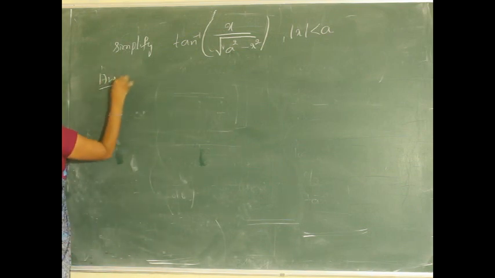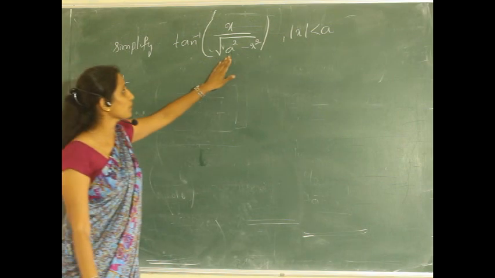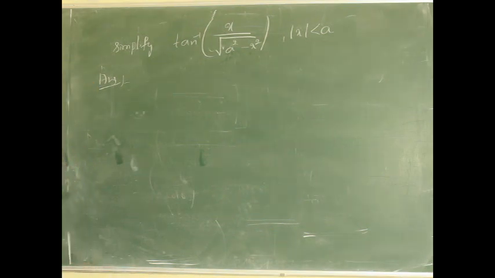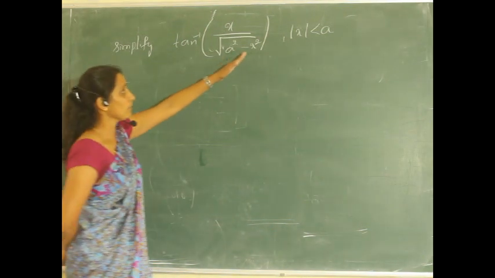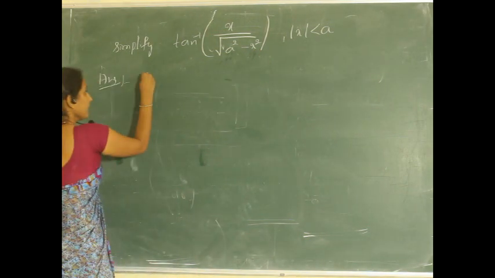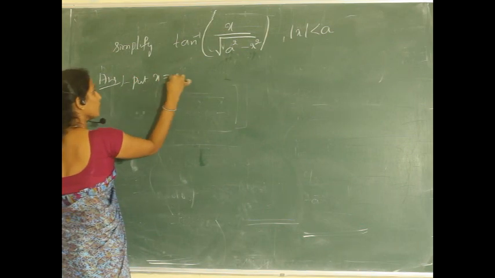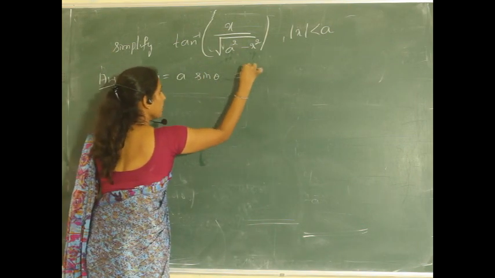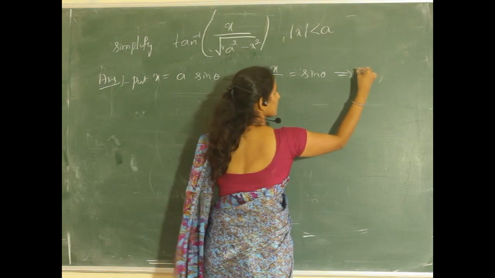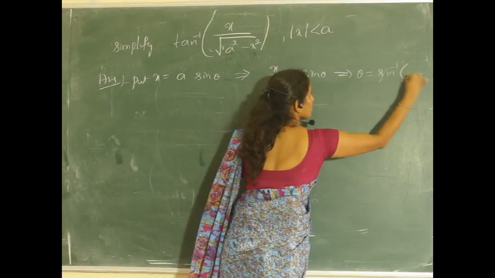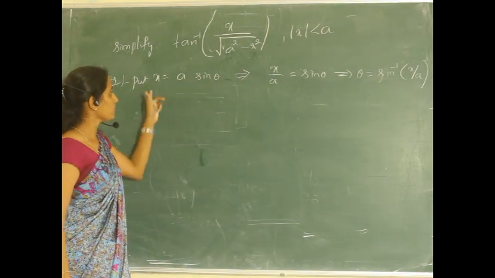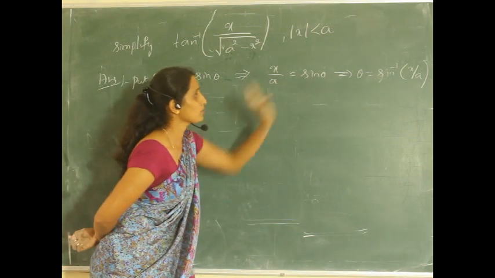So here also, to simplify we have to make a substitution for x. What is the substitution we can make here? Because in the denominator is the root of a square minus x square, if we take sin theta or cos theta, then a square will be remaining here. That's why put x is equal to a sin theta. This implies x by a is equal to sin theta, so theta is equal to sin inverse of x by a.